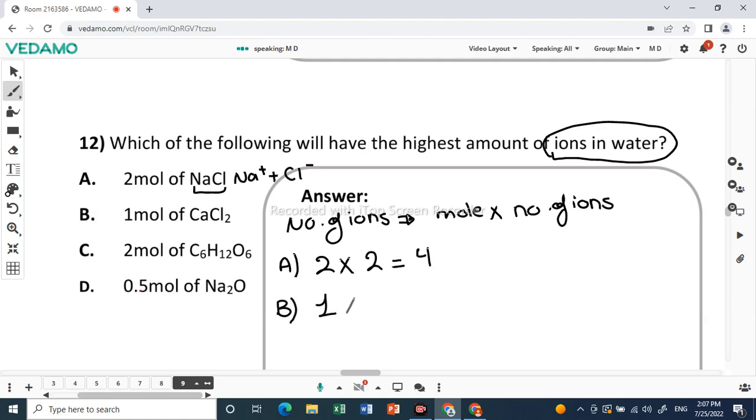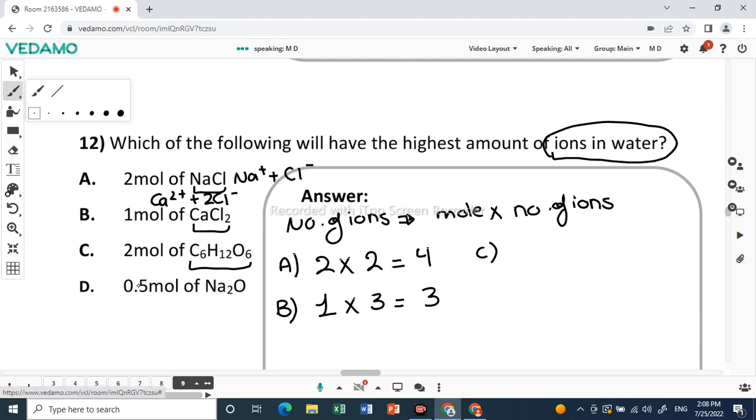B, I have 1 multiplied by calcium chloride. We already took this ionic compound previously in question 11. If you remember, we have Ca positive 2 plus 2 Cl negative. So your final total ions will be 3. And here you've got 3. Oops. In this question, they are giving me C6H12O6. This one, is it an ionic compound? It's actually not an ionic compound. So it will not split into ions.